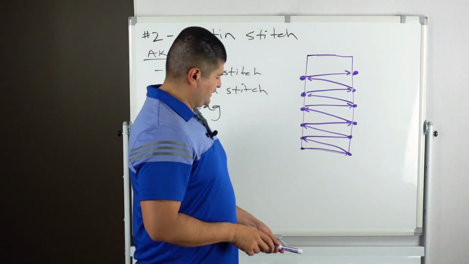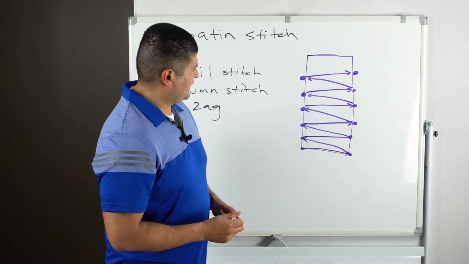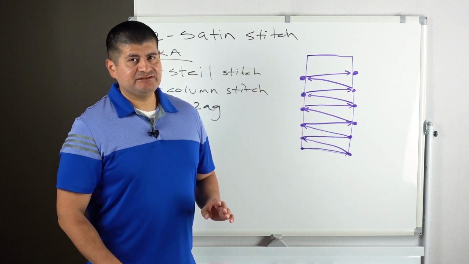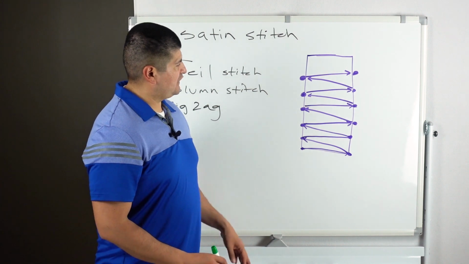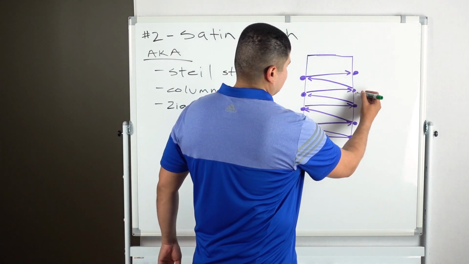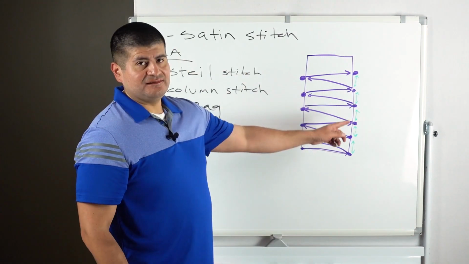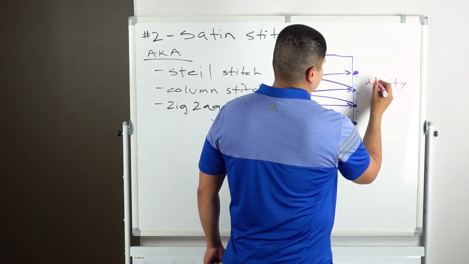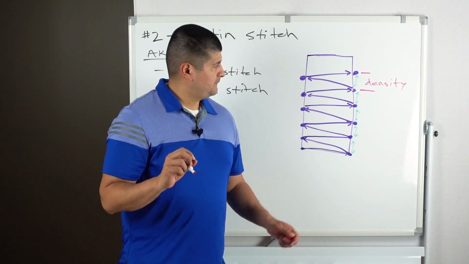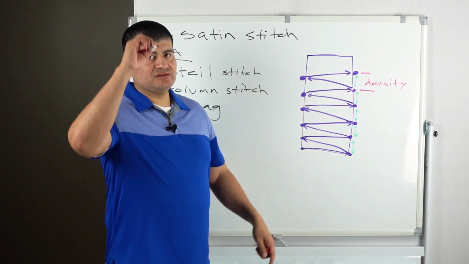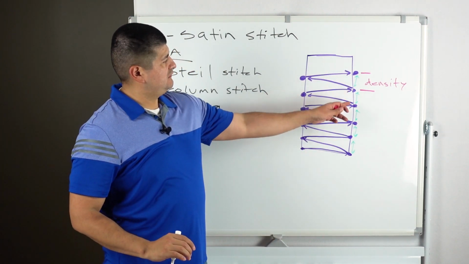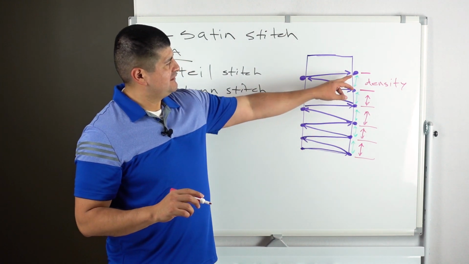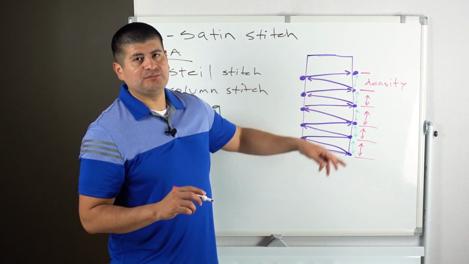Let's give our drawing here some definitions. In order to describe our sand stitch, it all revolves around this distance here. This distance here, these are your densities. The distance from this stitch to whatever is on top or down below: the smaller the density, the closer these stitches will be.